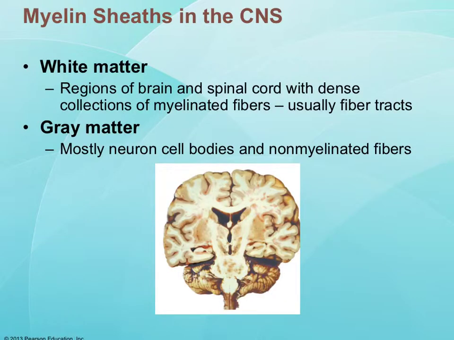In the CNS, normally if you see a section of the brain like this picture shows, you see the gray outside and white inside. So the white matter inside is normally a region of the brain that has a lot of myelin sheaths. So myelinated fibers are there, that's why it's white. And for the gray matter, cell bodies are in the gray matter, and also the non-myelinated fibers are in the gray matter as well.